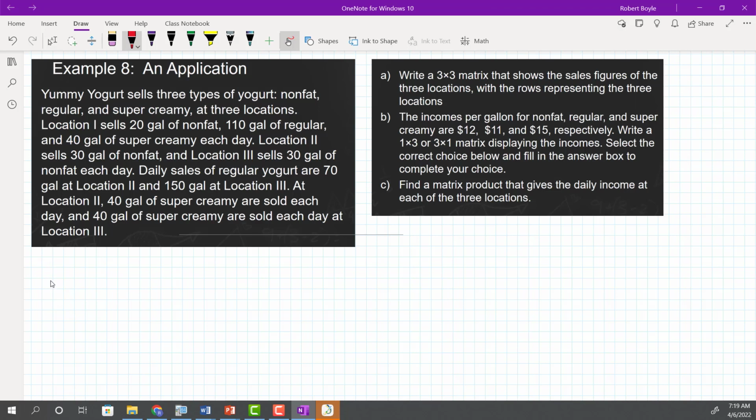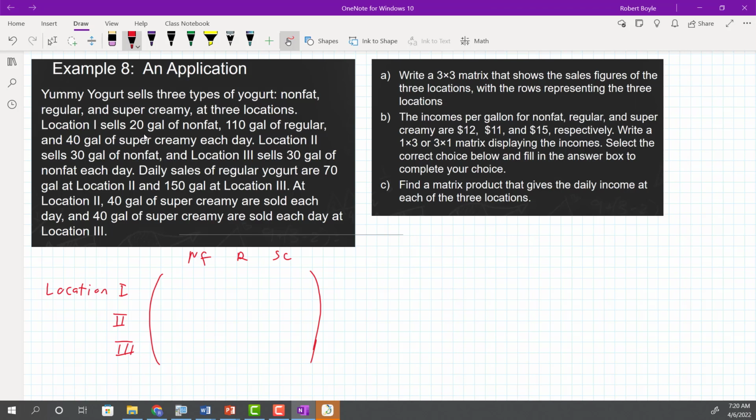So we actually want to create a matrix where the rows are location 1, location 2, and location 3. And then we want the columns to be non-fat, regular, and super creamy. So we're going to have a 3x3 matrix, and each row is going to correspond to the location. So let's take a look at how this is going to go.